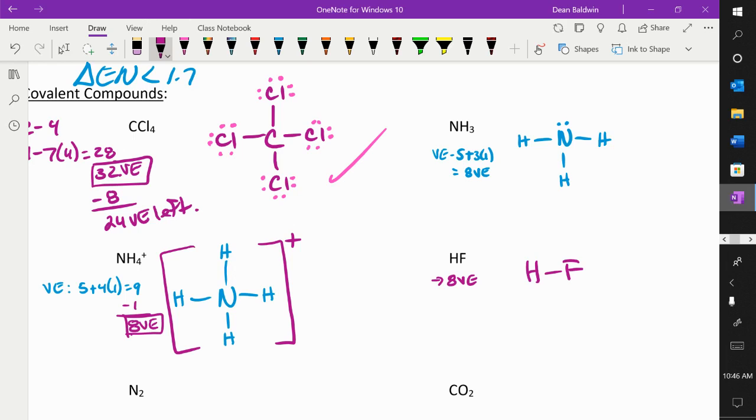So HF, delta EN is like 1.9, but it's one of the exceptions. It's actually covalent. Oh, there's 2 valence electrons in that bond. So there's 6 left, right? 6 valence electrons left that have to be distributed around fluorine.